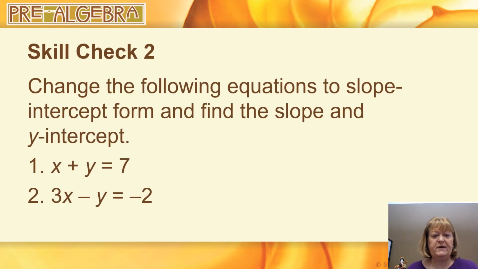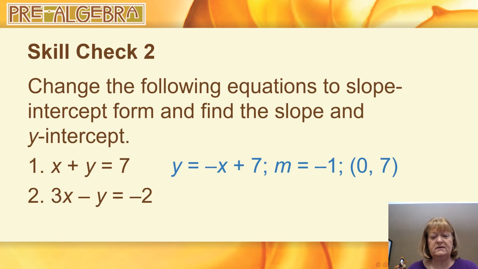Change the following equations to slope-intercept form and find the slope. I'm going to go ahead and move along. Remember, we're going to subtract x from both sides. Y equals negative x plus 7. M equals negative 1. We notice the number in front of x is negative 1. The intercept is 0, 7.